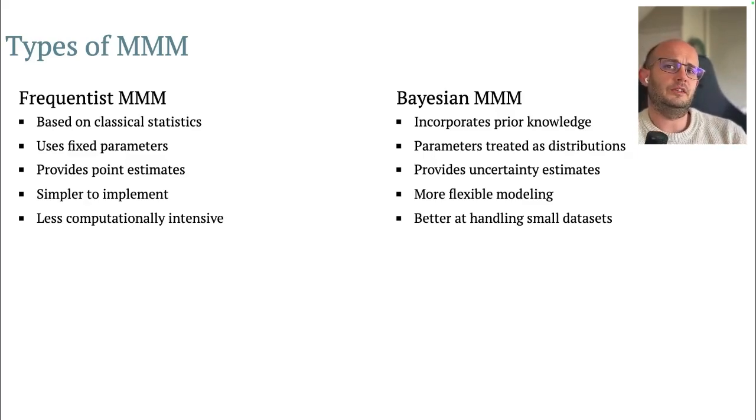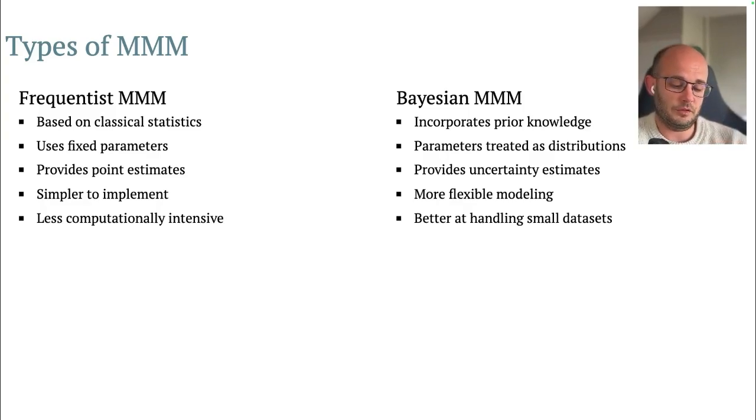So what is the difference? The first one is based on classical statistics. You're using fixed parameters, you're provided with point estimates. It is generally simpler to implement and generally it is less computationally intensive. The reason for it is that Bayesian MMMs require Monte Carlo sampling, frequentist MMMs don't. Now, there are some issues. For instance, variable collinearity is a common issue in frequentist MMMs, and you need a way to deal with this. The way, for instance, Meta deals with this in Robyn is by using a ridge regression.